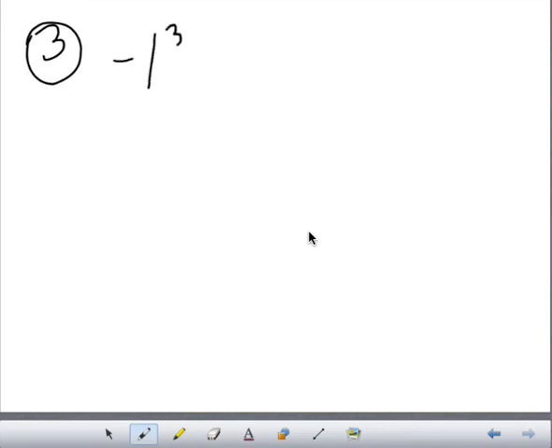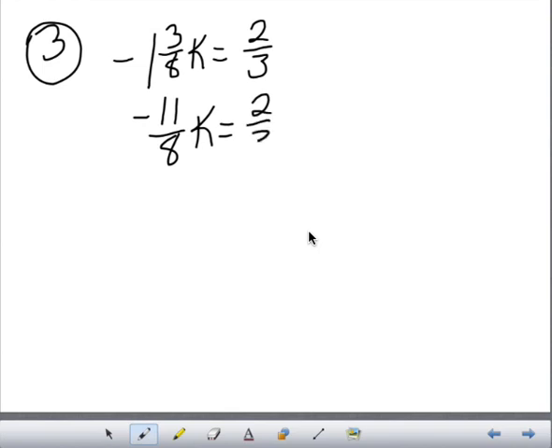negative 1 3/8 k equals 2/3. Well, first thing I would do is get rid of that mixed number and make that an improper fraction. So 8 times 1 is 8, plus 3 is 11, so it's negative 11/8 k equals 2/3. Okay, there's really a couple of ways to approach this problem.